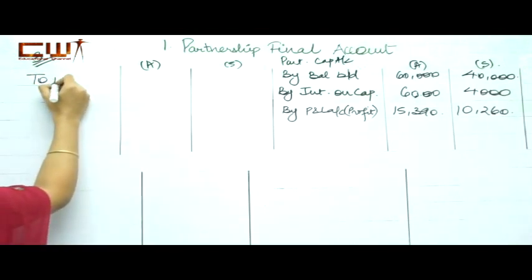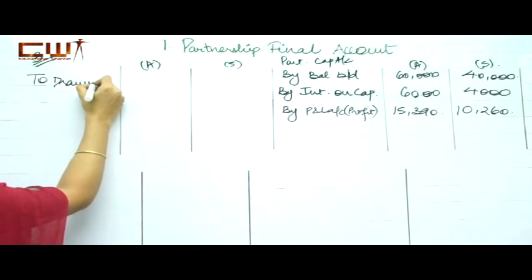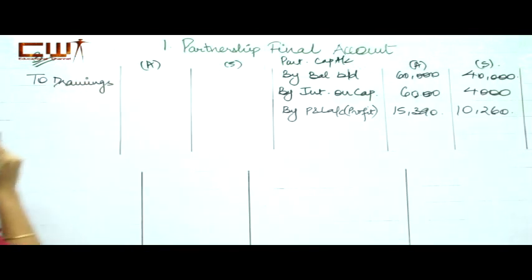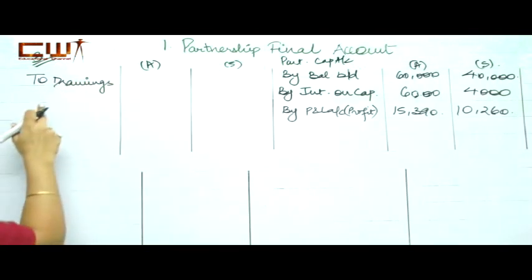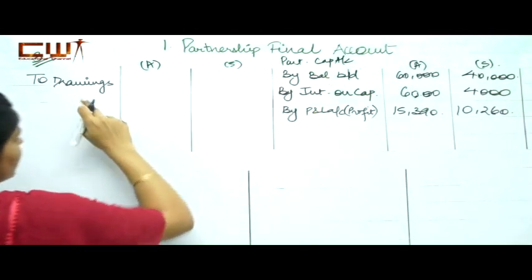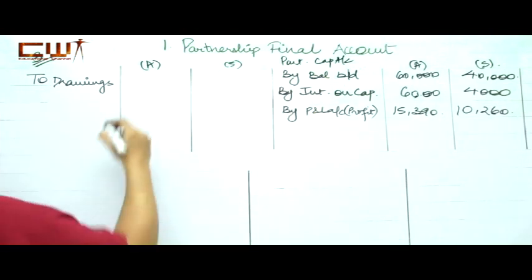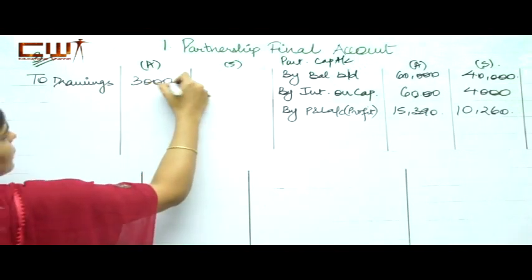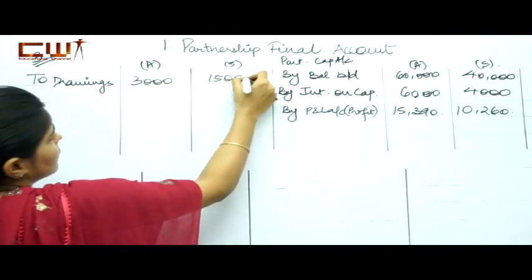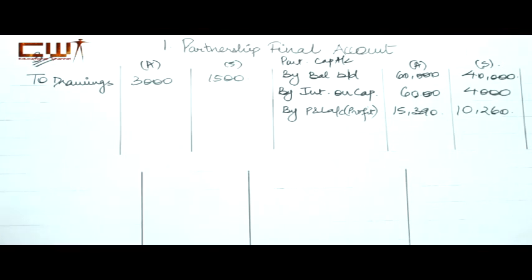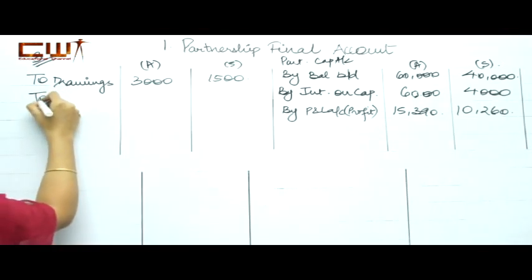See, why will we write drawings on this side? Drawings means you have taken money of the business for personal use. You have to return it back. So this will decrease your capital when you have to give something. So how much are the drawings? Drawings are 3,000 and 1,500. Right? So what else? Nothing else is given. Just find out the balances.